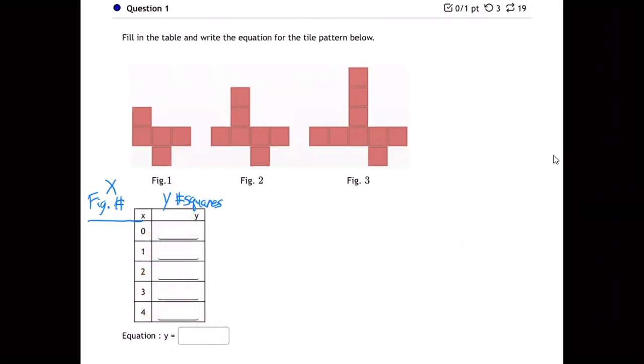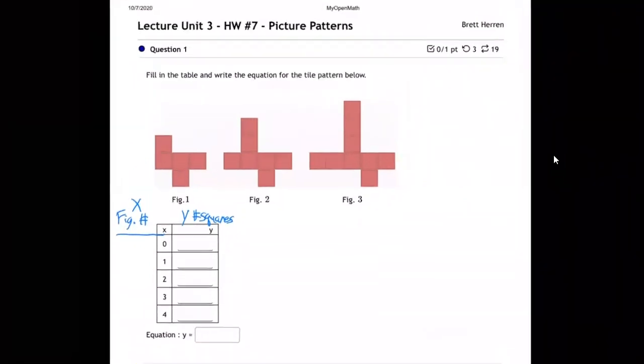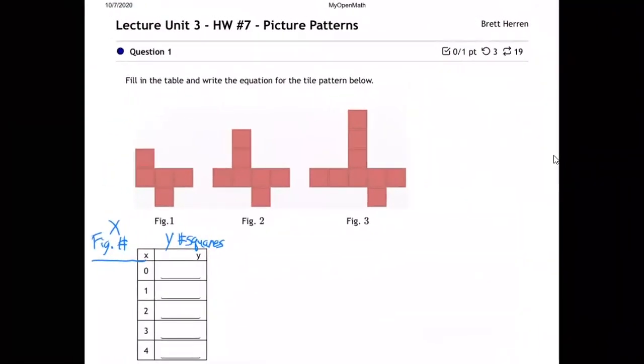And then finally, they want us to say, at the very bottom, what's the connection between X and Y? What's the connection between the figure number and the number of squares in the pattern? So I don't think this will be too hard for you.